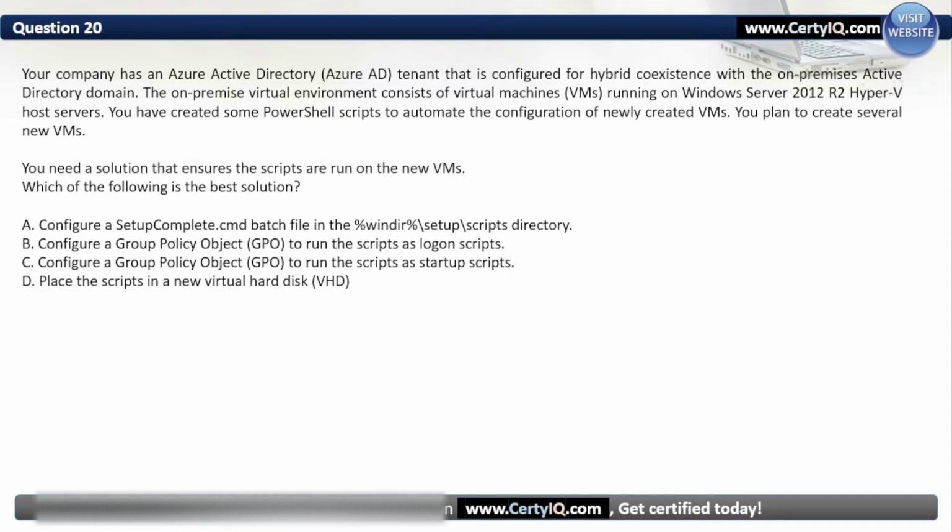Question 20. Your company has an Azure AD tenant that is configured for hybrid coexistence with the on-premises Active Directory domain. The on-premises virtual environment consists of virtual machines running on Windows Server 2012 R2 Hyper-V host servers. You have created some PowerShell scripts to automate the configuration of newly created virtual machines. You plan to create several new virtual machines. You need a solution that ensures the scripts are run on the new VMs. Which of the following is the best solution?